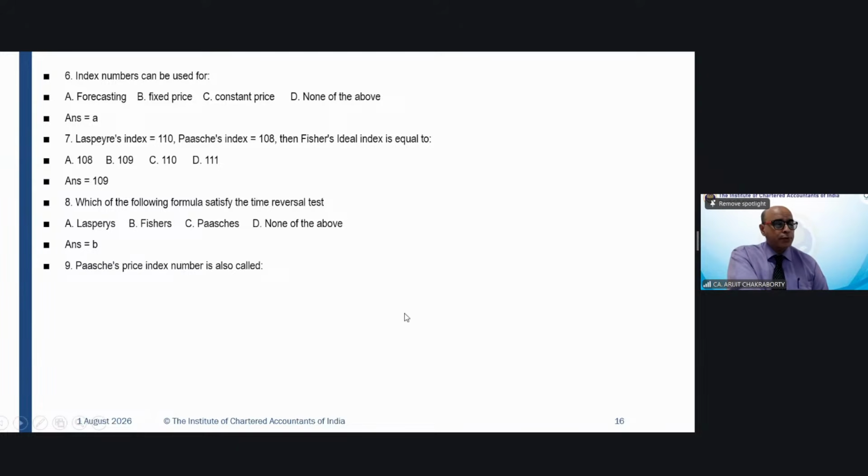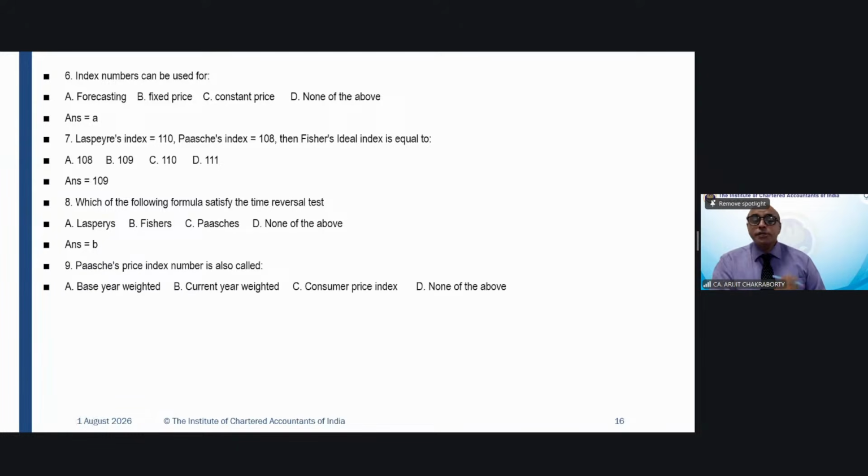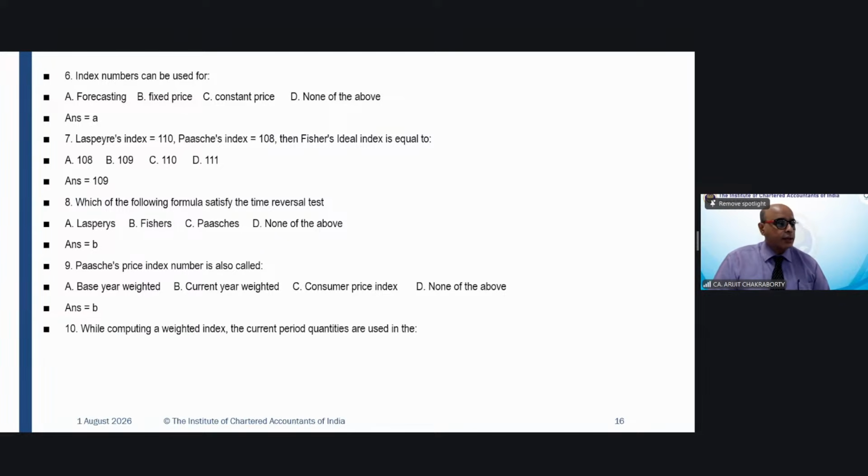Number 9, Paasche's price index is also known as what? Paasche's price index, we know we use the current year weights, QN. So Paasche's price index we write as sigma PN QN divided by P0 QN. So number 9, obviously option B is the right answer. Number 10, while computing weighted index, the current period quantities are used in which? Marshall, Edgeworth, Fisher, Paasche. Current period quantity will be used in Paasche's index. So question 10, option C.